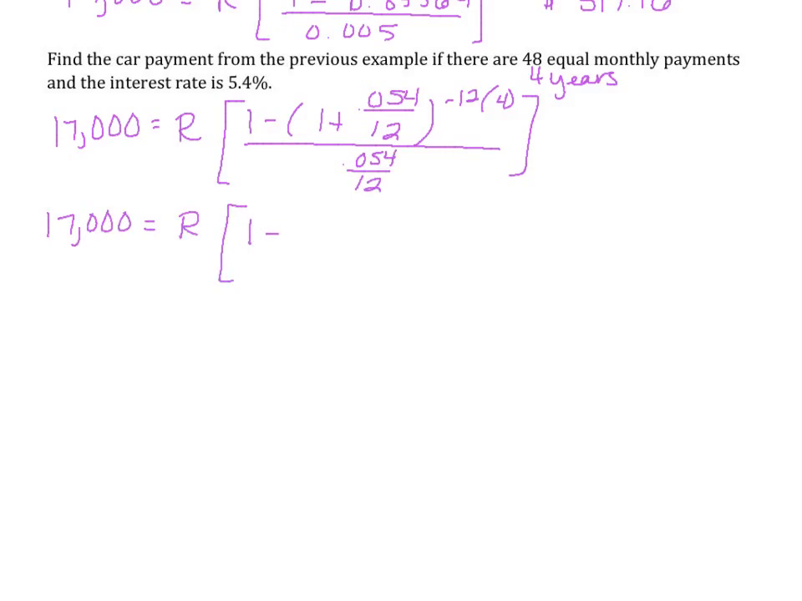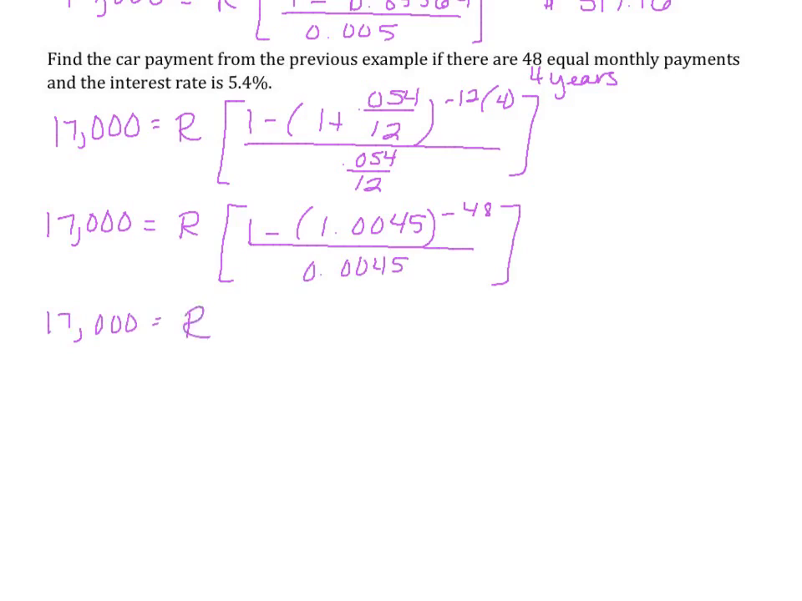All right, so 0.054 divided by 12 is 0.0045, so if we add 1 to that. Negative 12 times 4 is negative 48, all over 0.0045. So $17,000 equals our payment times 1 minus, well, if we were to take 1.0045 to the negative 48th power, we would end up with 0.806126 over 0.0045.